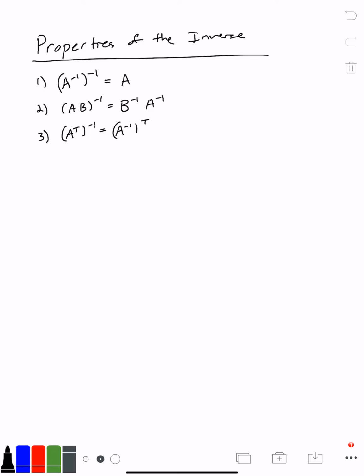Again, I wouldn't worry too much about that because we're not going to deal with transpose very much in this class. However, the fourth property is the most important one. It's the one you really should know here. And it's the following.